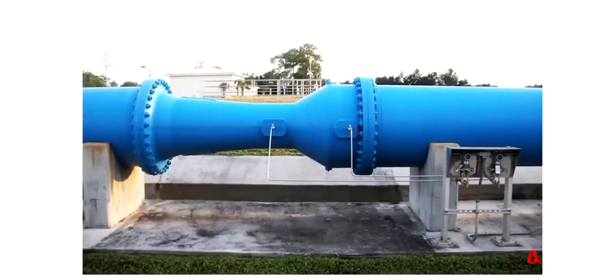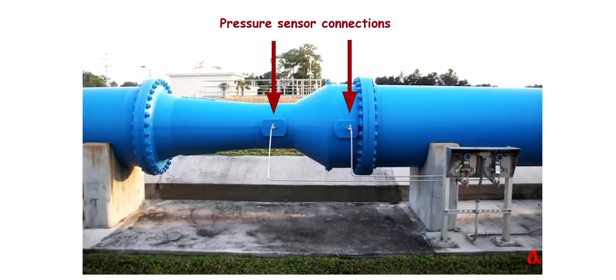Industrial venturis look much more substantial. They can measure the consumption of gas flowing through the pipeline with minor pressure losses.